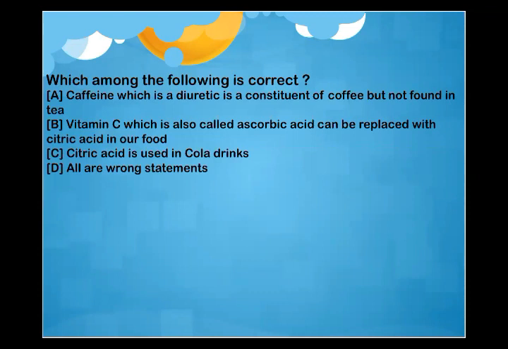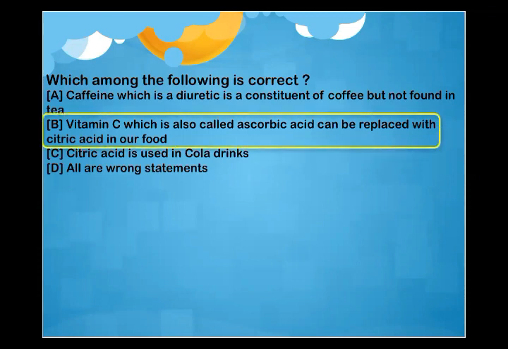Which among the following is correct in the given option? Caffeine, which is a diuretic, is a constituent of coffee but not found in tea. Vitamin C, which is also called ascorbic acid, can be replaced with citric acid in food. Citric acid is used in cola drinks. All are wrong statements. Citric acid is not used in the cola drinks; rather, it is used in several other citrus-based juices. The option B is correct. Vitamin C is called ascorbic acid and can be replaced with citric acid in our food.